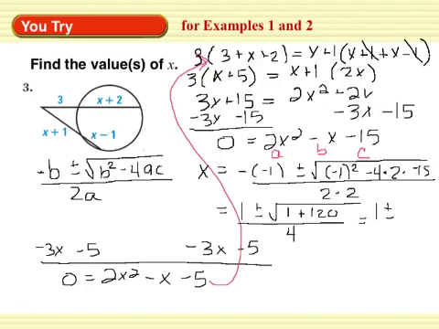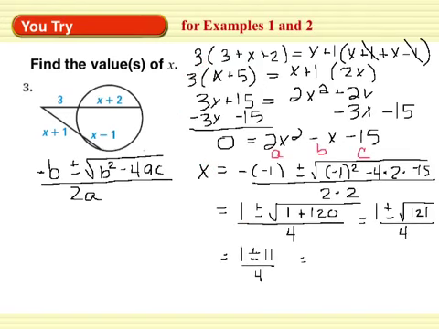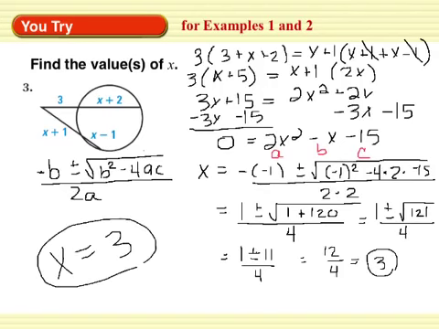1 plus or minus the square root of 121. I'm going to ignore the minus, well, hold on, 1 plus or minus 11 over 4. I can't do the minus because that would give me a negative answer, and I can't have a negative answer for x. So 12 over 4 equals 3. Whew. Oh, x equals 3. That was tough.